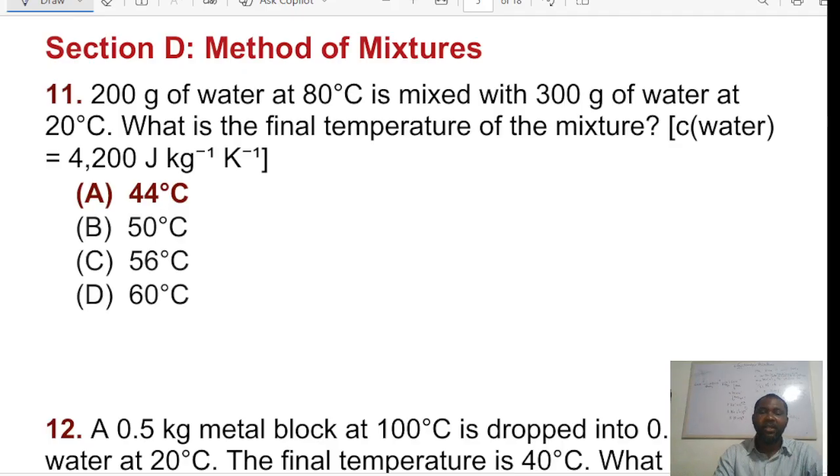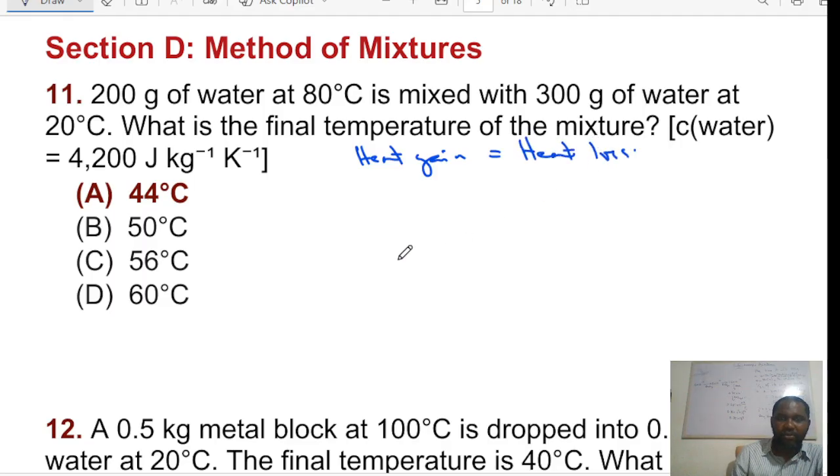Now, in a method of mixtures, when you mix two different substances of two different temperatures, there is definitely going to be heat transfer. Heat always transfers from the hotter body to the colder body. According to the method of mixtures, the heat gained by the colder body is equal to the heat lost by the hotter body, because the hotter body is going to lose heat, but the colder body is going to gain heat. So the formula is simply heat gain is equal to heat loss. I want you to note that, okay?